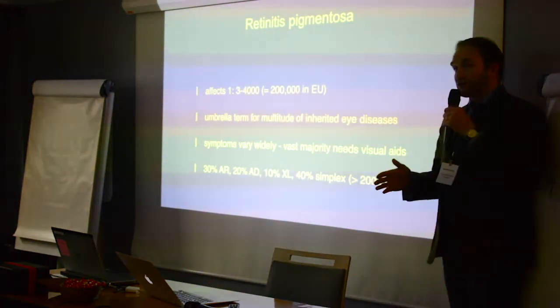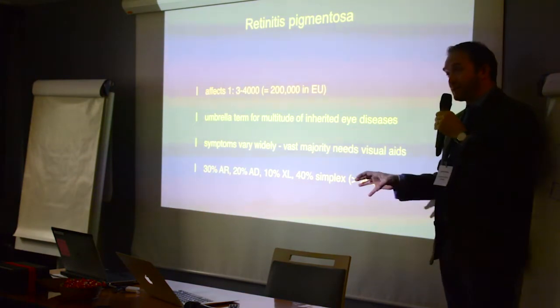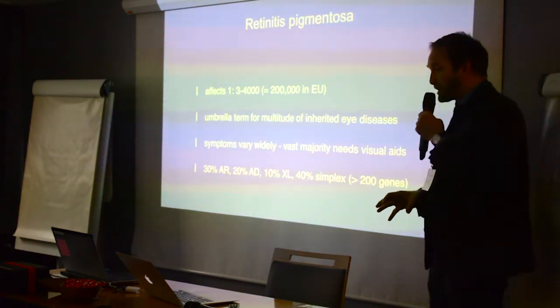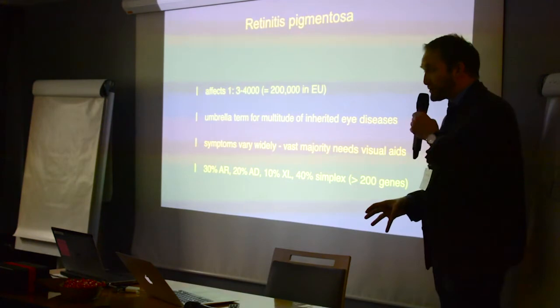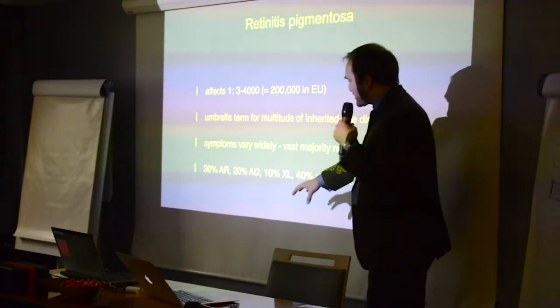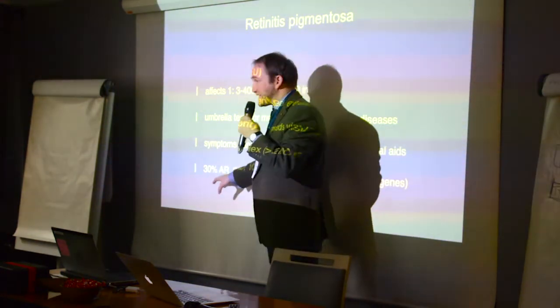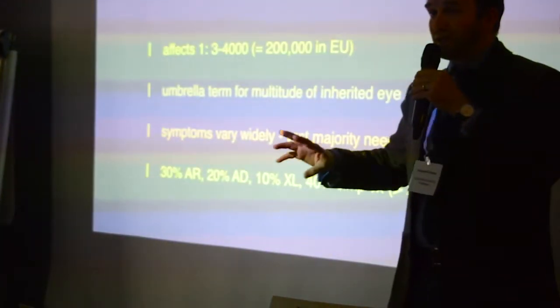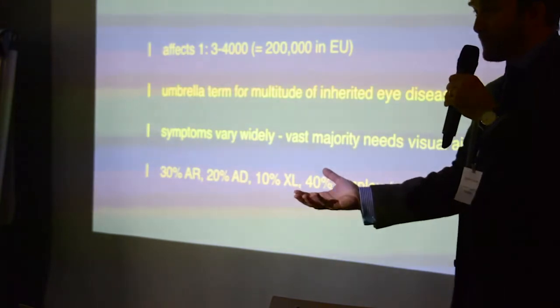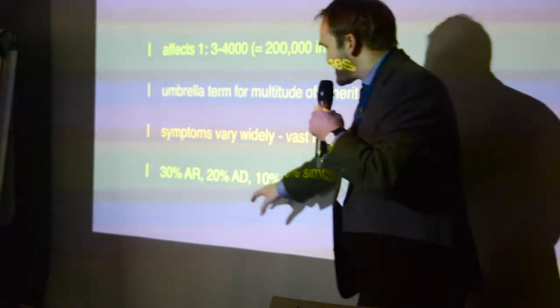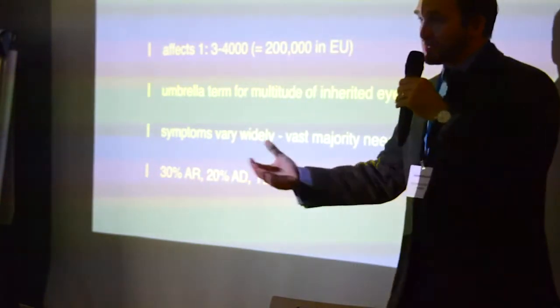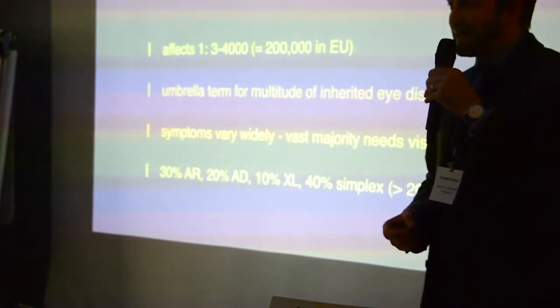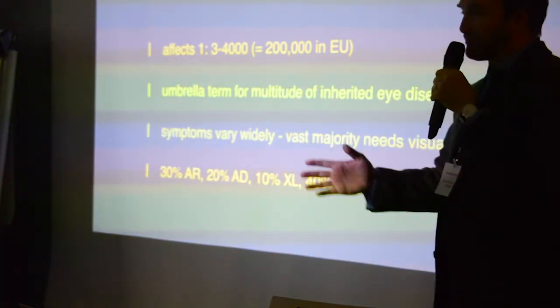Now, from a genetic level, there is a multitude of causes for retinitis pigmentosa, and these are acronyms indicating autosomal recessive inheritance patterns, right? So both alleles need to be affected in order for the phenotype to develop. 20% are autosomal dominant, which means that one allele has to be affected and bang, you have the phenotype.